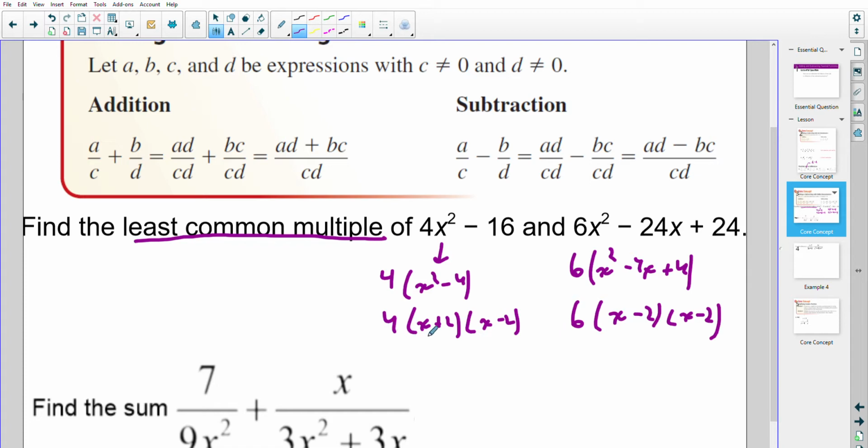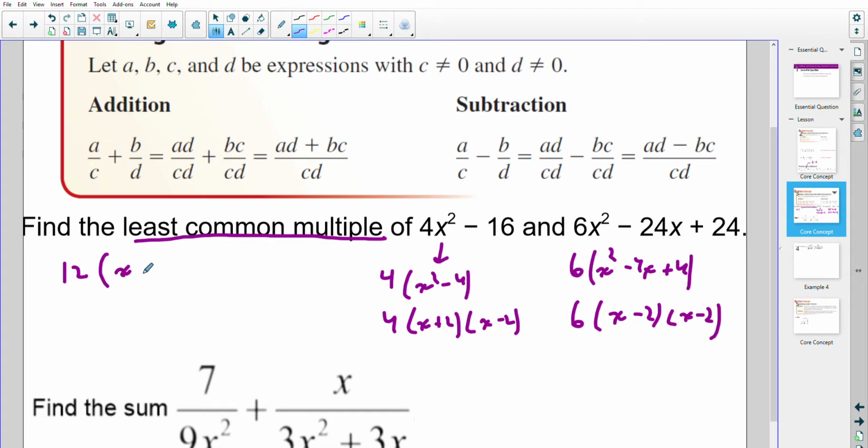So you can see that there's a 4 and a 6. So what's in common is just a 2. So what I'd like to do is just pick the larger one and do multiples of the larger one until the smaller one goes into it. So 6 times 2 is 12, 4 goes into 12, so I'm going to put a 12 here for the least common multiple. And I'm going to see there's an x minus 2.